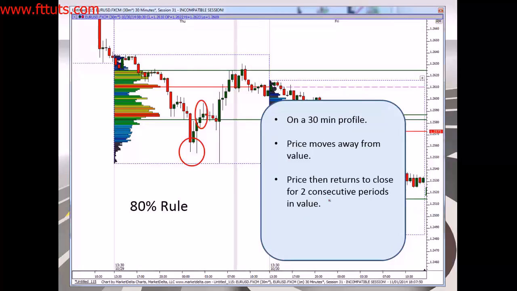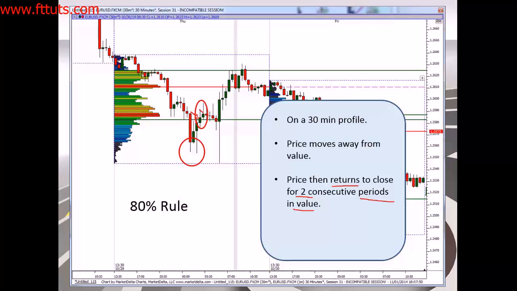Price then returns to close for 2 consecutive periods in value. Now notice in this case, price came back, first close, here's my first close right here on this candlestick, and then here is my second close. So we had 2 closes back in value after price had deviated away from value. Okay, so what? Now we have 2 closes up there.